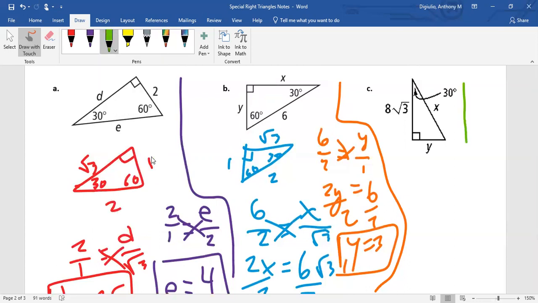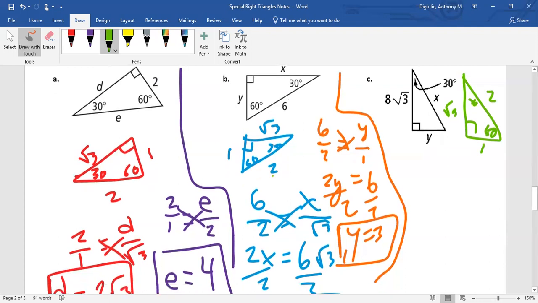So first, I've identified it is a 30, 60, 90. I'm drawing in my reference here to look exactly like the triangle that I'm using. And then I label a 1, I label a root 3, and I label a 2. Again, we will provide that information always, but I want you to get in the habit of redrawing it. Then let's set up our proportions.